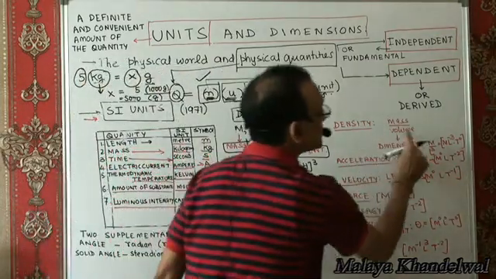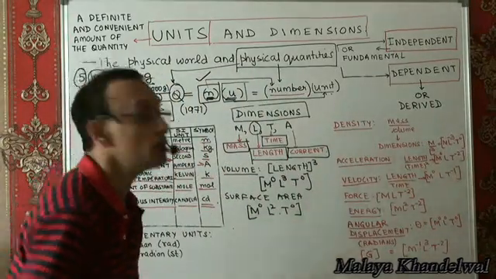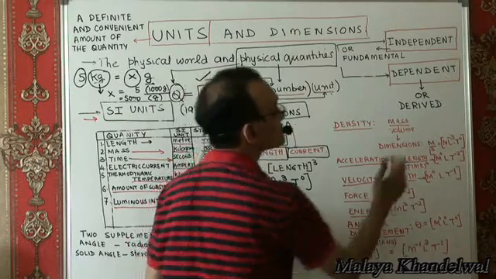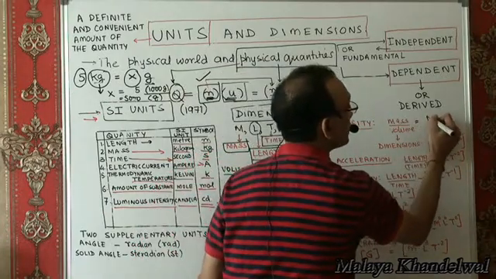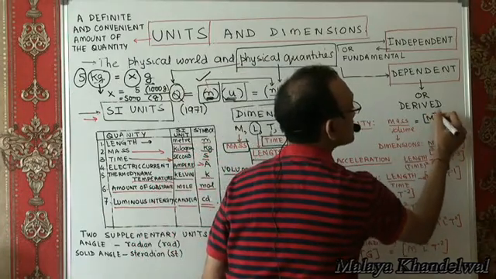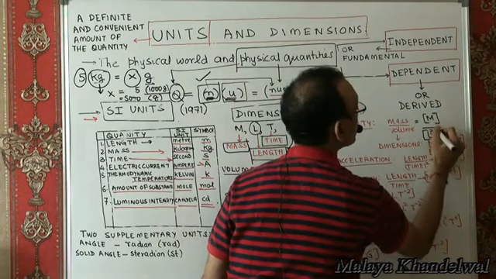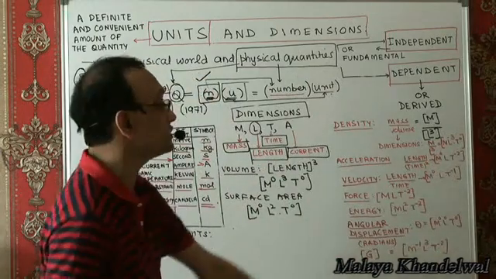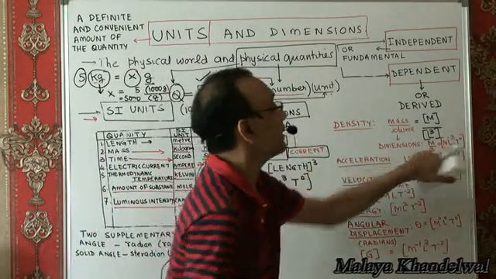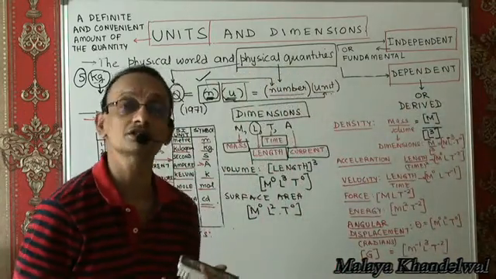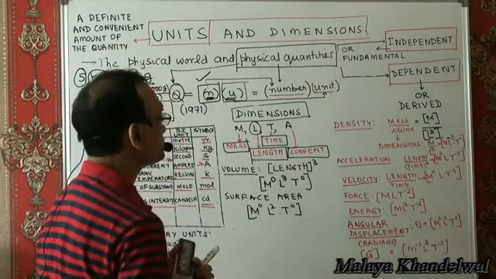Look at density, which is mass per unit volume. So it has dimensions of mass divided by dimensions of volume. Yes or no? Volume has dimensions L cubed, which is then very clearly M L to the power minus 3 T to the power 0. These are the dimensions of density, right?